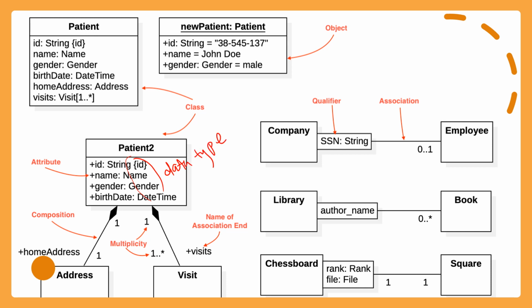Similarly, they connect objects or classes using this relation. But in the class diagram, we name it an association. How the object or class associates with the patient, for example. How the employee associates to the company. So the book is associated with the library.